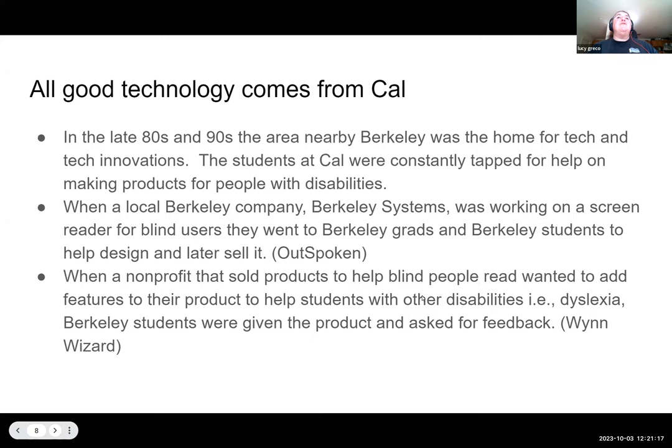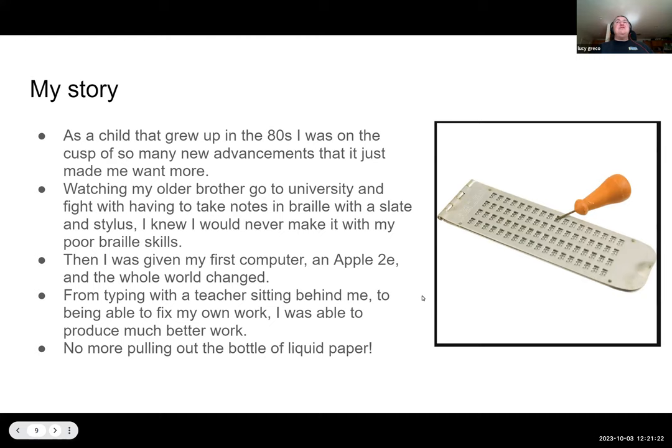So my story. I was a child of the 80s. I started school in 1976, and there was no technology for me. I learned how to read Braille, but it turns out I am, for those of you who don't know me, totally blind, but I am not a good Braille reader. Later in life I realized I actually have dyslexia as well as blindness.